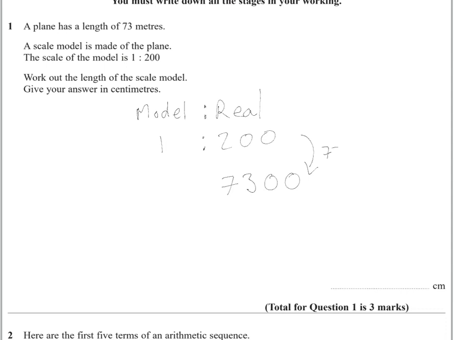So to work out what you've got to times, 7300 divided by 200 is 36.5. So that's what you've got to times by. So the model you've got to times by 36.5. So 36.5 times 200 is 7300. So how big is it? It's 36.5.